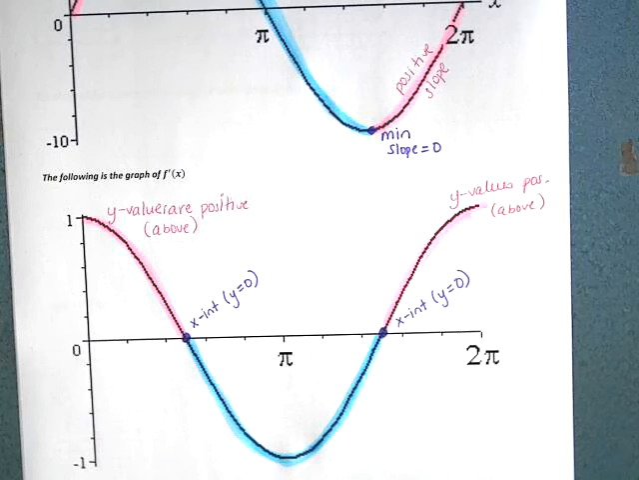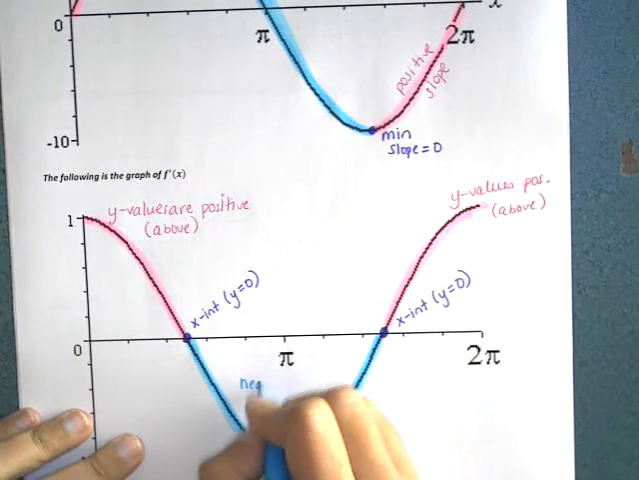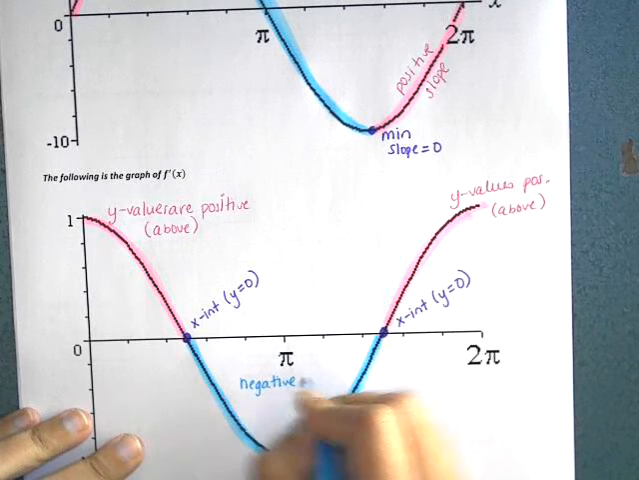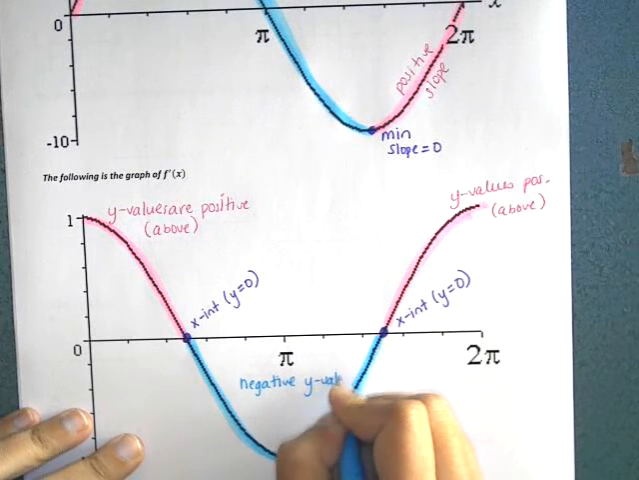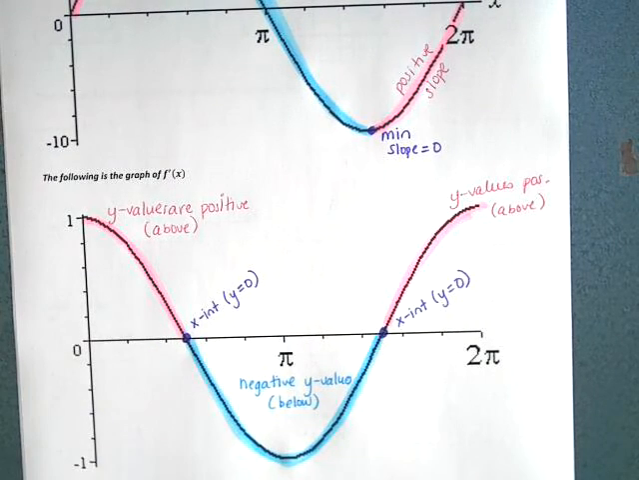Because negative y values would be below the x-axis. Now, when I'm asking you to analyze a graph, these are the three things I want you to look for.